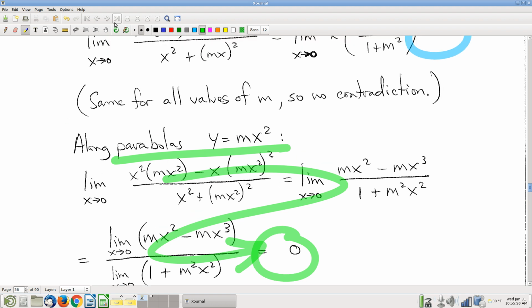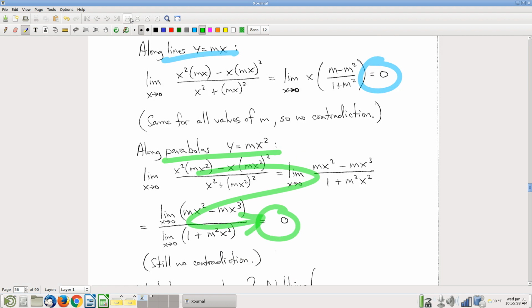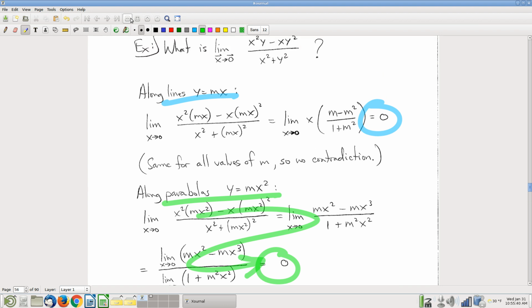All right, and now we're starting to feel a little bit more confident. I've tried straight lines and a very large category of curves. I keep getting 0. What does this prove? Nothing. I haven't checked the squiggles yet. You haven't checked all the curves, and it's got to be checked along all possible curves. So this proves nothing.